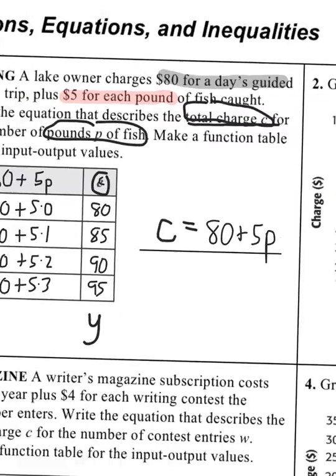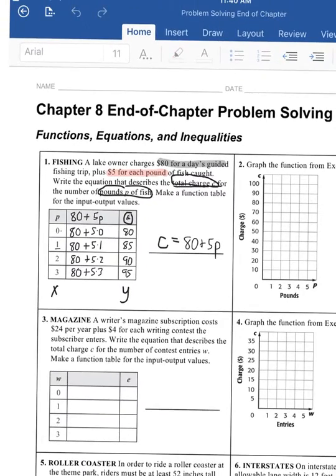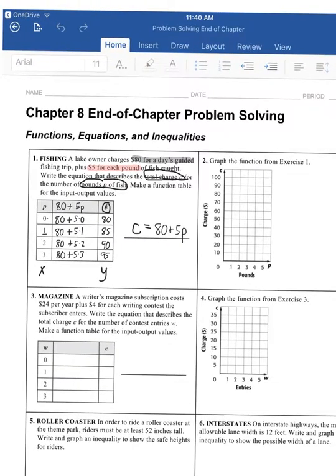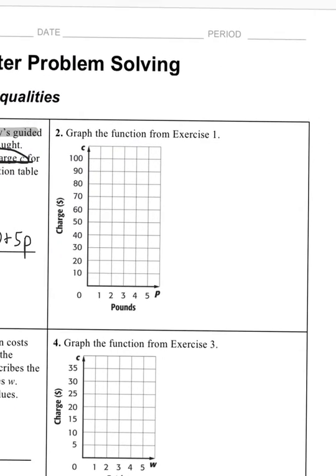Now for problem 2, I'm going to have you guys do this, but I'm going to remind you how to do it. In problem 2, it says graph the function from exercise 1. Now, here's my reminder to you. To graph the function, you need the ordered pairs. So the ordered pairs come from our x, y values, or in this case, p, c values. So 0, 80 will be one of your ordered pairs, 1, 85. You can write those down if you want, or you can get them right from the table. I don't care. I'll start with 0, 80.